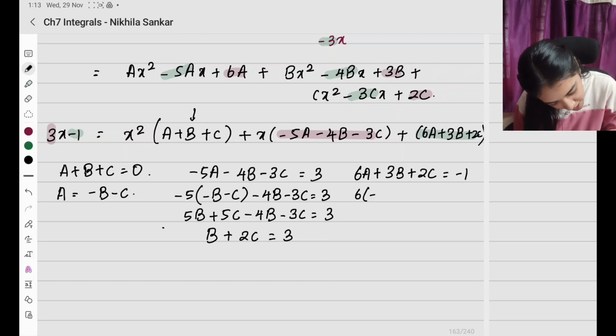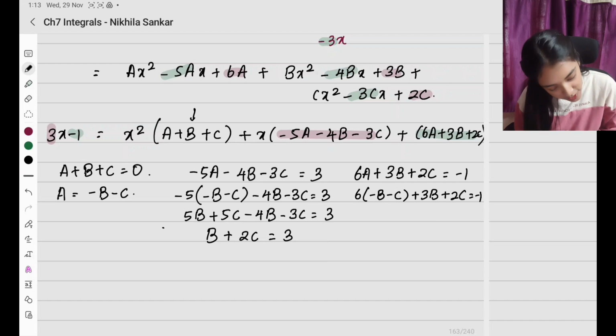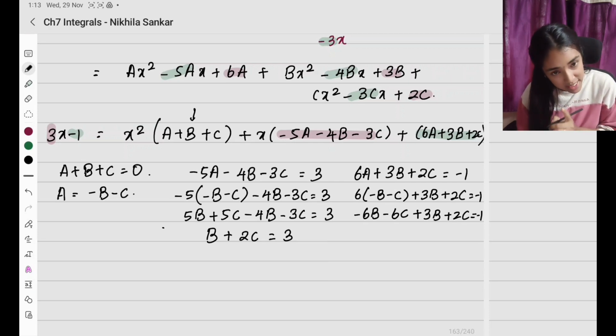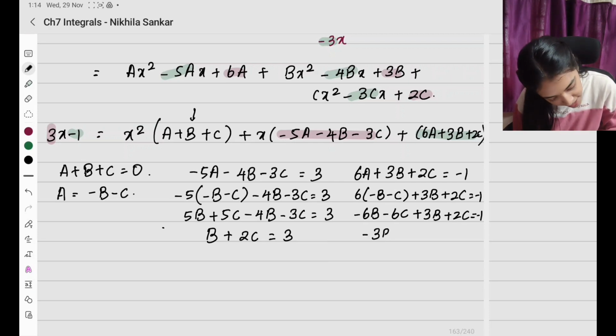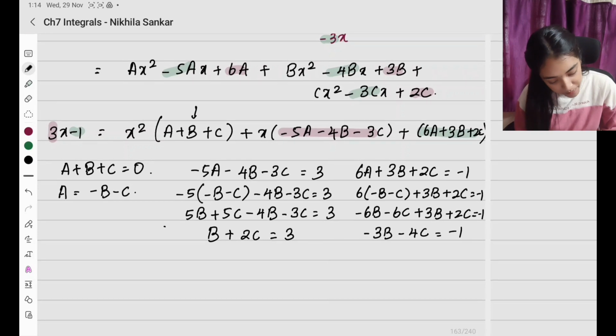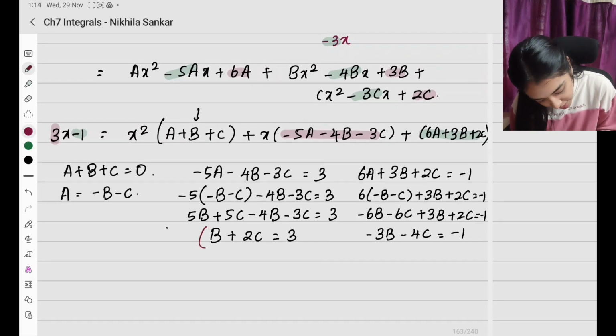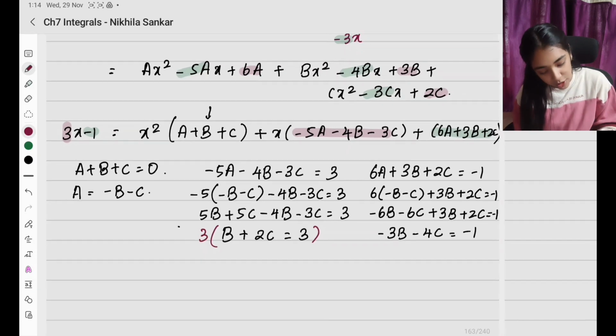Now I am going to simplify this equation also in the same way. So I have 6 times minus b minus c plus 3b plus 2c equals minus 1. So when I multiply here, I have minus 6b minus 6c plus 3b plus 2c equals minus 1. So minus 6b plus 3b is going to give me minus 3b, minus 6c plus 2c is minus 4c equals minus 1. Okay. So now at this point I am going to multiply by 3. Multiply by 3 to cancel.